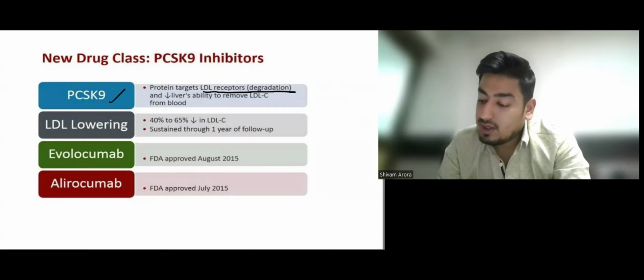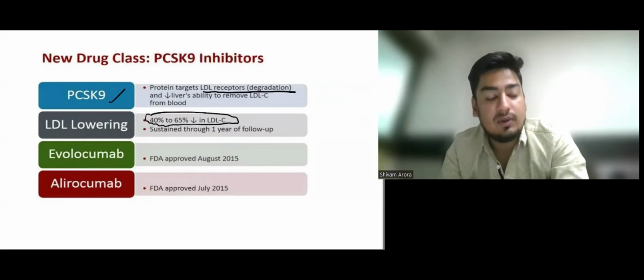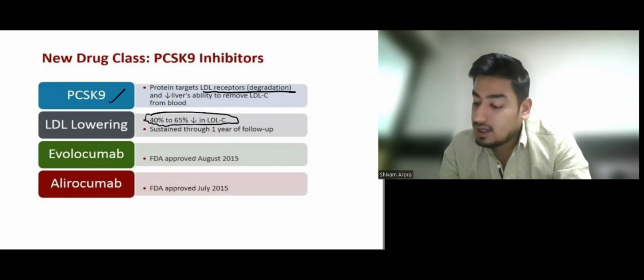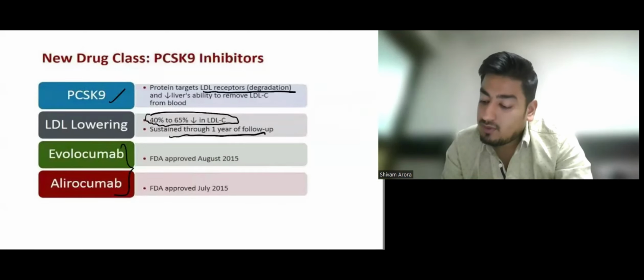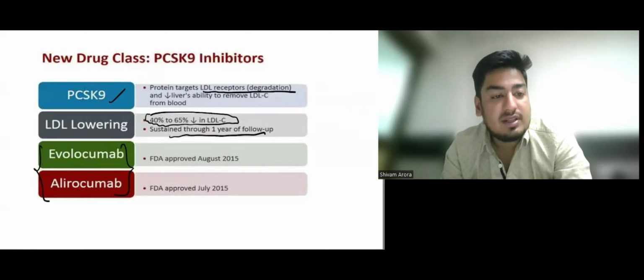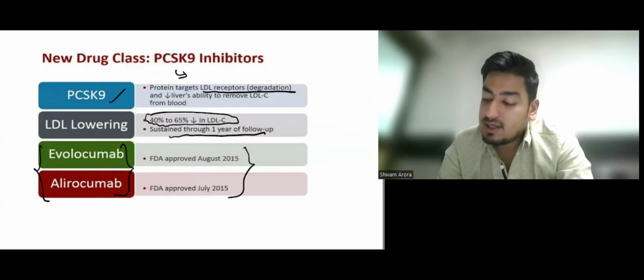Okay, so LDL lowering is very potent. 40 to 65% तक LDL कोलेस्ट्रॉल लोअरिंग कैपेसिटी है इसमें एंड सस्टेन्ड इफेक्ट रहता है थ्रू 1 year of follow up. Okay, now we have two PCSK9 inhibitors. One is evolocumab, second one is alirocumab, and both are FDA approved. But one drawback is PCSK9 inhibitors are very costly.